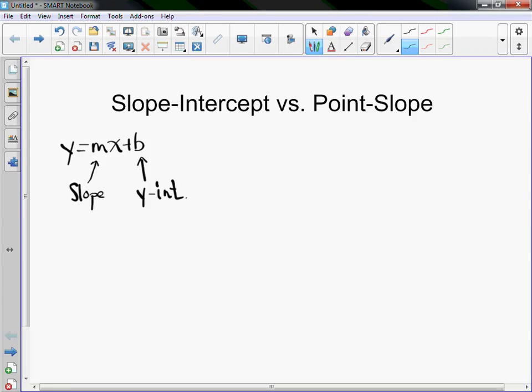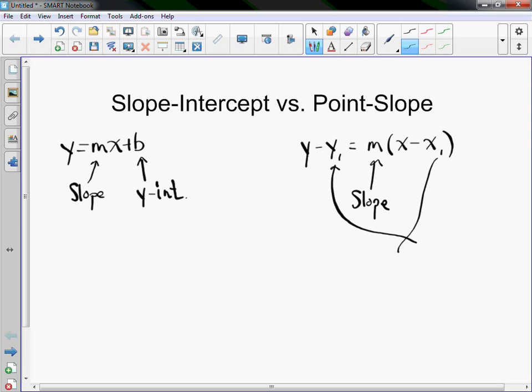Point-slope form. It's y minus y1 equals m parentheses x minus x1. So that should be new to you, at least somewhat new. M is still the slope, but this y1 and this x1 come from an ordered pair, or a point on the line.